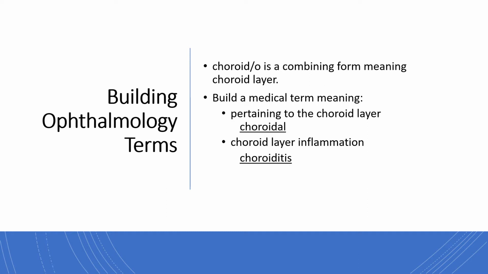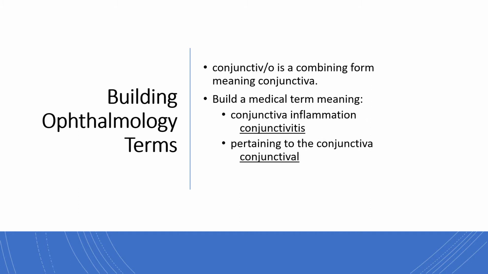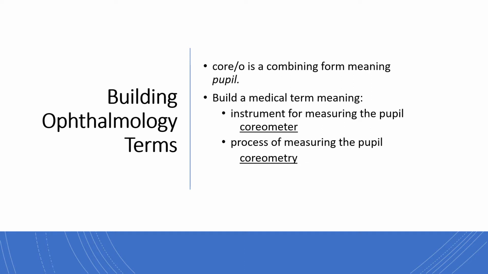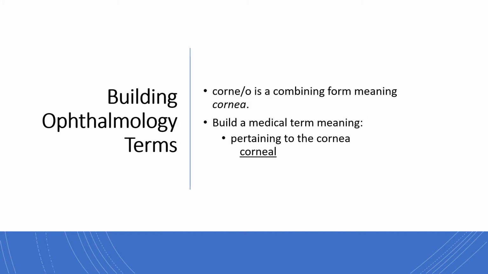Choroidal means pertaining to the choroid layer. Choroiditis is choroid layer inflammation. Conjunctivitis is conjunctiva inflammation. Conjunctival means pertaining to the conjunctiva. A choriometer is an instrument for measuring the pupil. Choriometry is a process of measuring the pupil. Corneal means pertaining to the cornea.